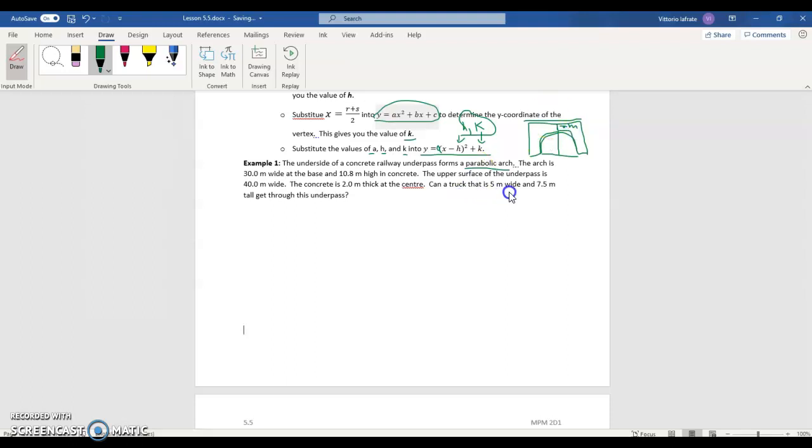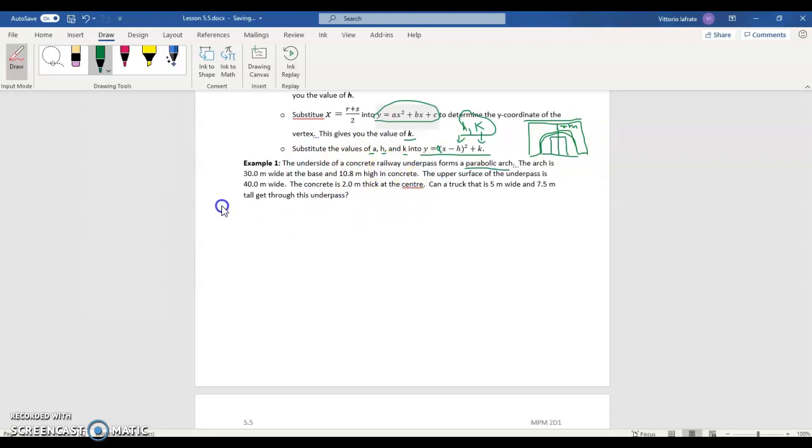Can a truck that is 5 meters wide and 7.5 meters tall get through the underpass? So what we're asking is, if there's a truck with those dimensions, can it fit through this underpass here? And so we're going to do a drawing and figure out if that is possible. We have a lot of information given to us here. And let's just see what we can figure out.